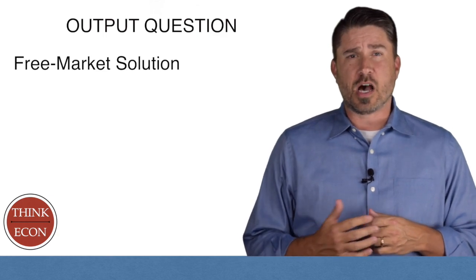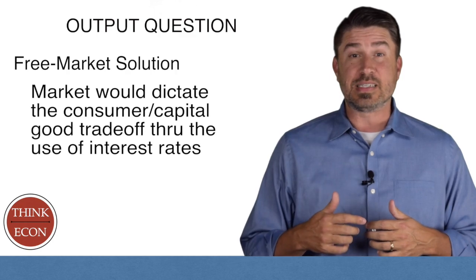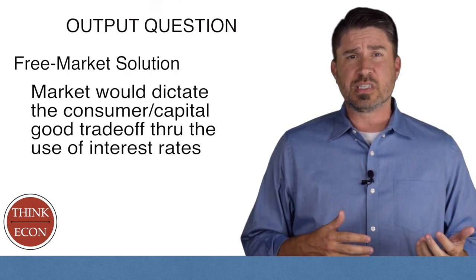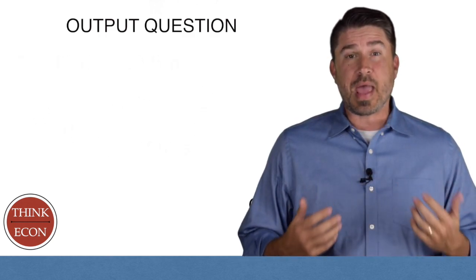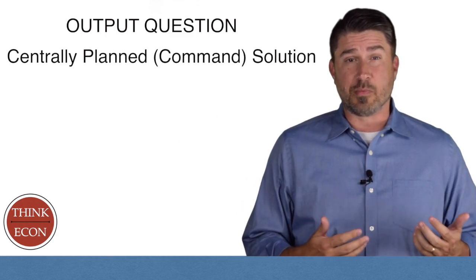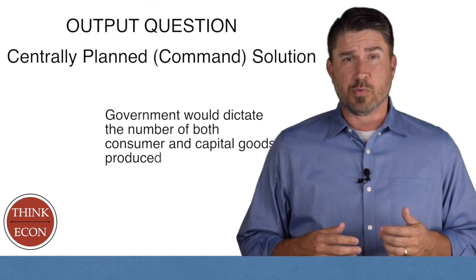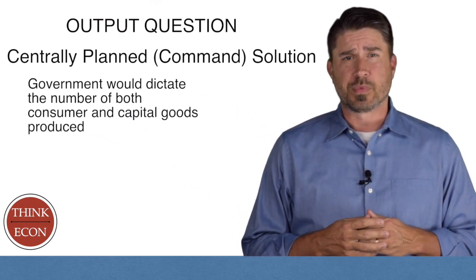A free market economy would allow the market to decide what consumer capital good trade-off best meets the economy's optimal output level. They would produce consumer goods and capital goods somewhere on the production possibilities curve. In a command economy, the government would not allow the market to dictate the production levels of consumer and capital goods, but would dictate the production levels of each, much like they were running a company.